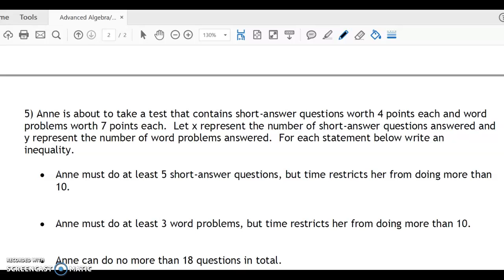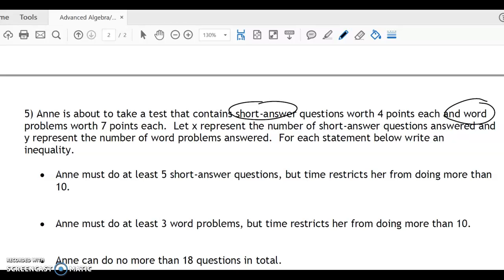Now we get into word problems, and at the end of the chapter we're going to get to what's called linear programming. It's going to be kind of fun, some real world problems. But right now we're just going to get into setting up some things. So Ann is about to take a test that contains short answer questions worth 4 points each, and word problems worth 7 points each. Right off the bat, you see short answer and you see word problems. Let x represent the number of short answer questions answered, and y represent the number of word problems answered. For each statement below, write an inequality.